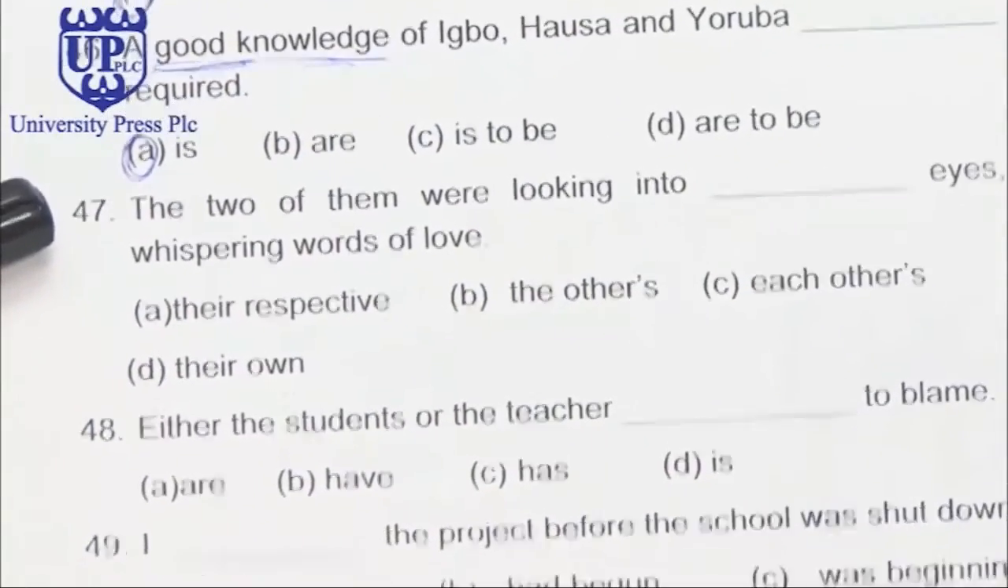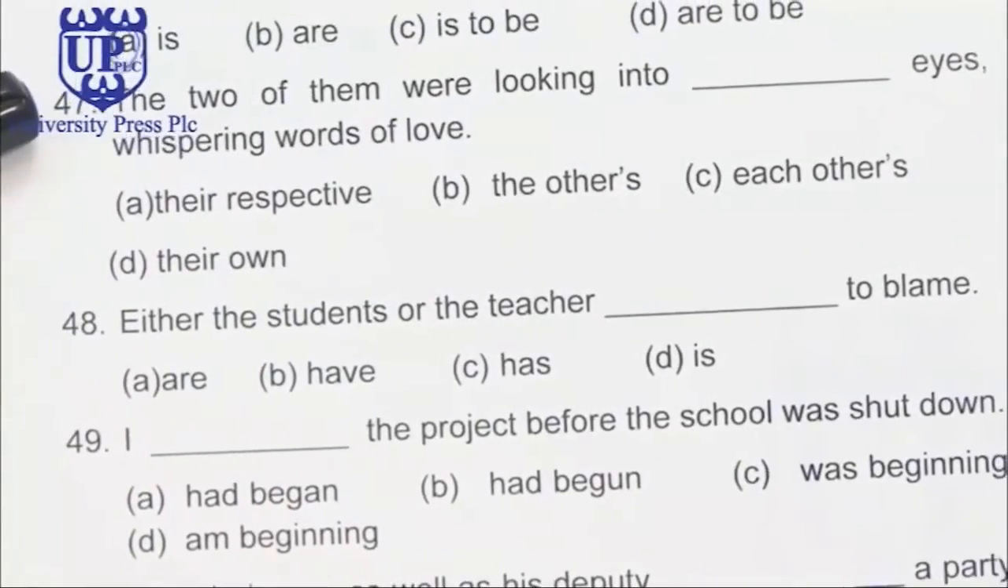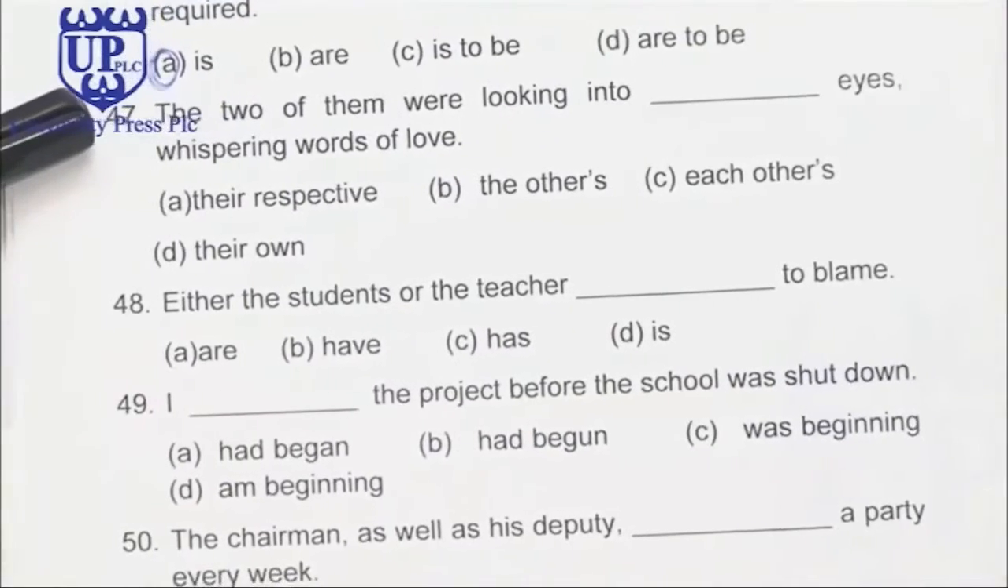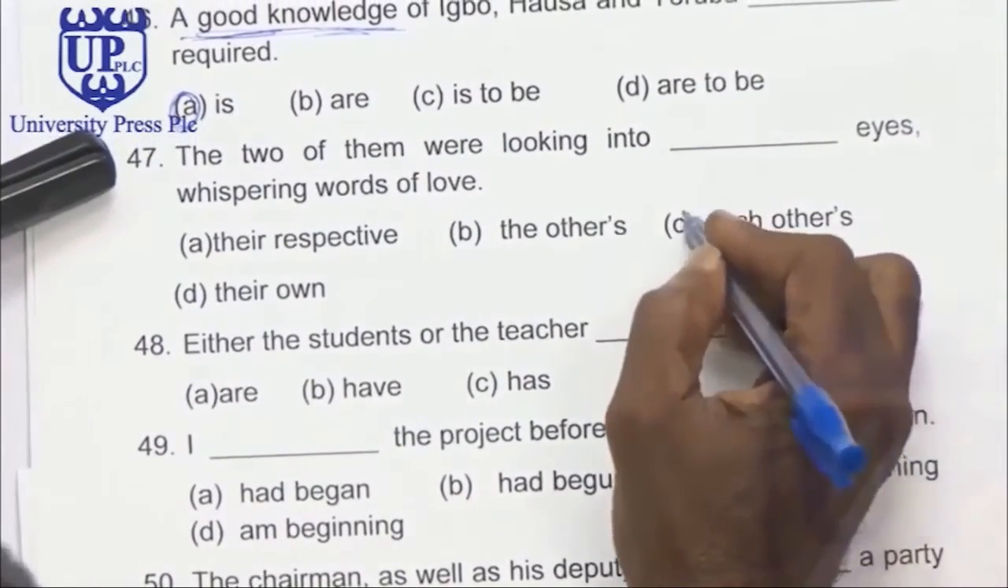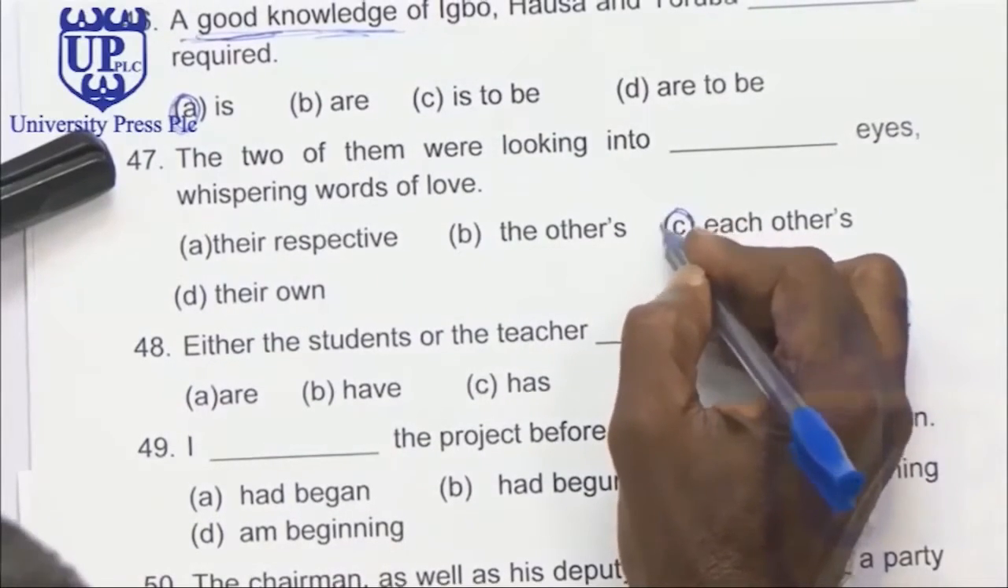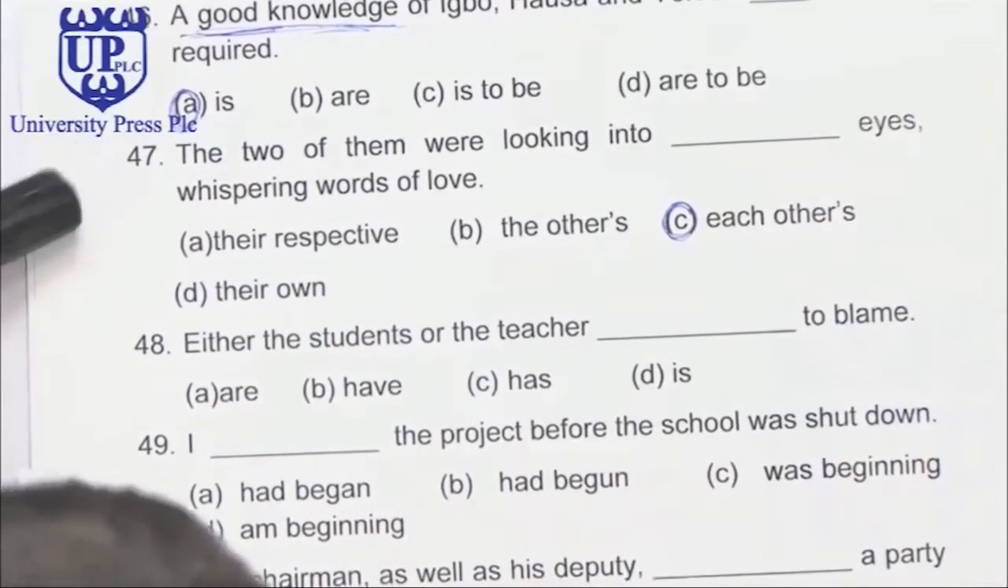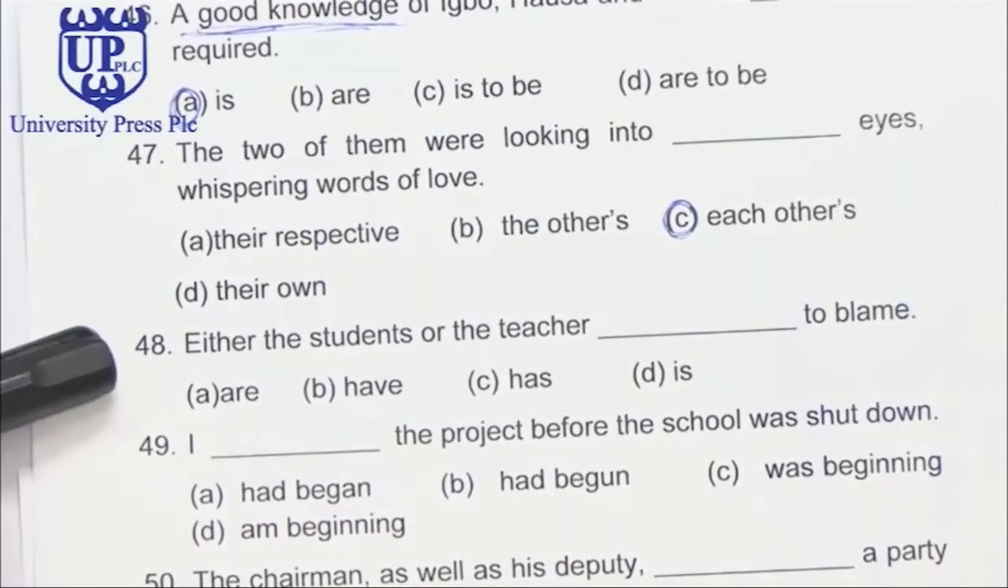47. The 2 of them were looking into dash eyes, whispering words of love. Into what? Each other's eyes, which is this one. Each other's. Number 48. Either the student or the teacher dash to blame.